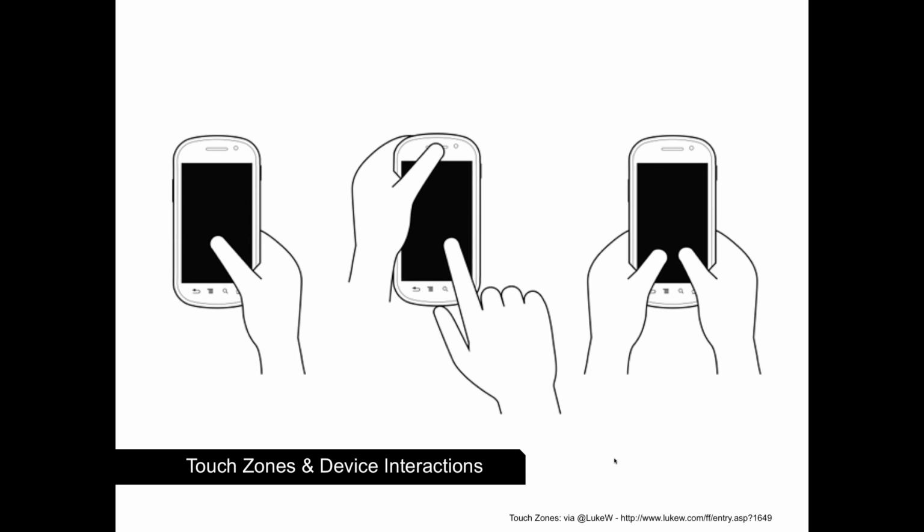So if you go to Luke Wroblewski's website, lukew.com, he has a whole series of entries on touch zones and device interactions. If we look back through the presentation at my original one with the people in the coffee shop, these are the way people generally are holding their devices. The main thing to take away from this is people are using their thumbs when they interact with content.